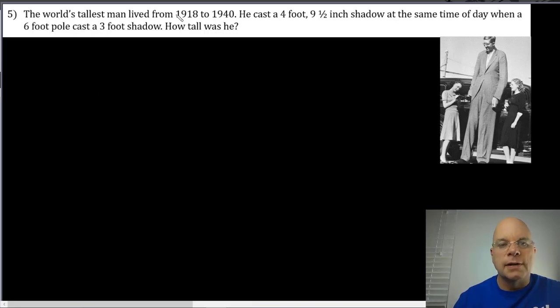The world's tallest man lived from 1918 to 1940. He cast a 4-foot, 9.5-inch shadow at the same time of day when a 6-foot pole cast a 30-foot shadow. How tall was he? So we're comparing height of the person and height of the pole. So we're comparing the height of the object to the length of the shadow.